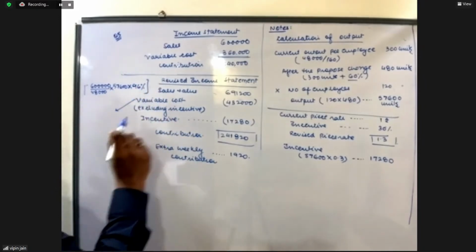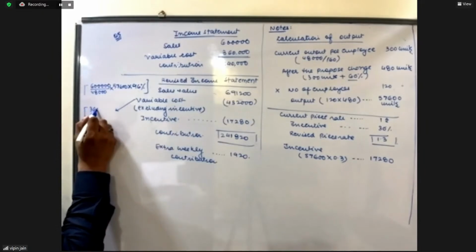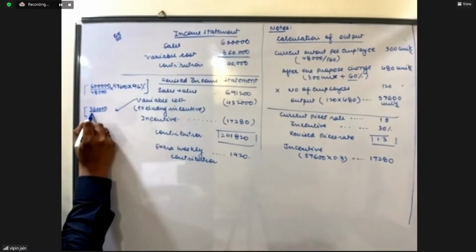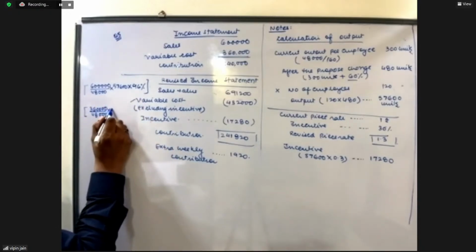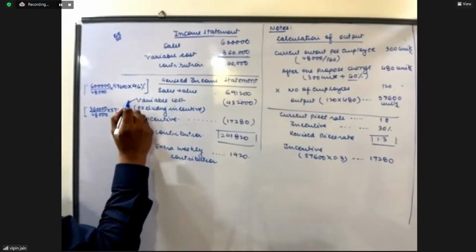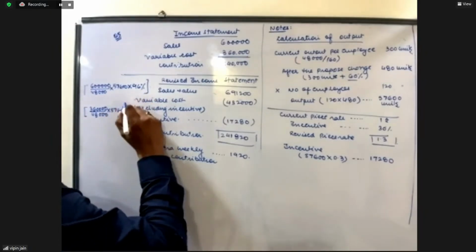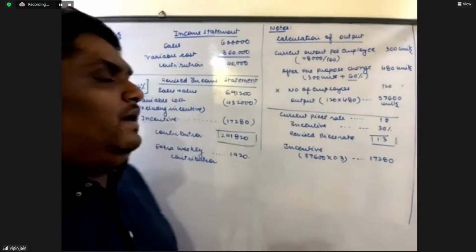When talking about the variable cost, very simple, guys. 3,60,000 is the variable cost for 48,000 units. So for 57,600 units, how much? This is how my variable cost is calculated.